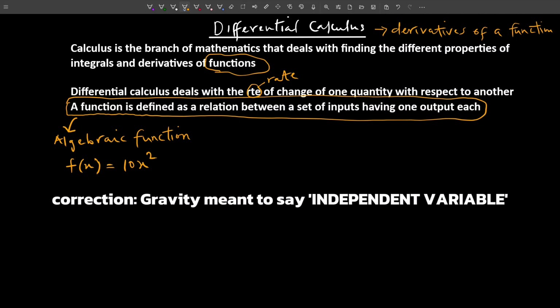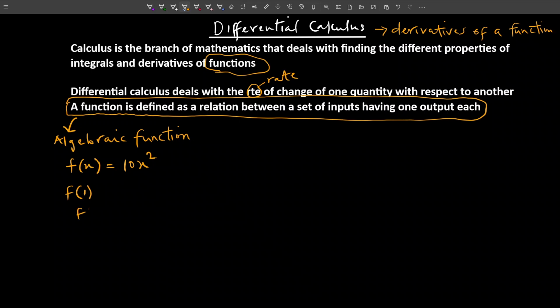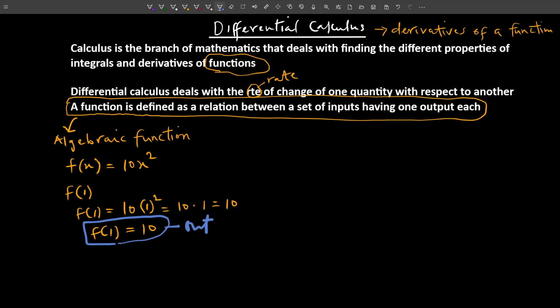If I ask you to find something like, let's say, f of 1, we simply put in the value 1 here. So f of 1 equals 10 times 1 squared, which gives 10 times 1, which is 10. So f of 1 is equal to 10. This here is the output of the function, while x as 1 is the input.